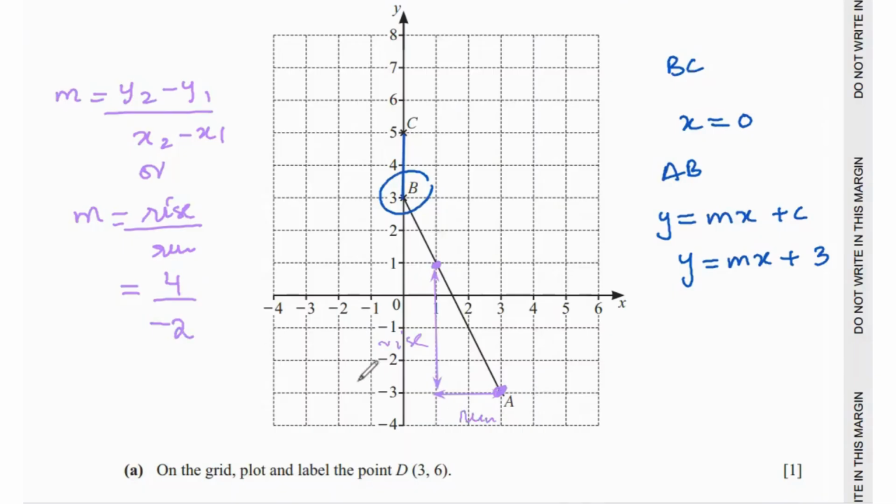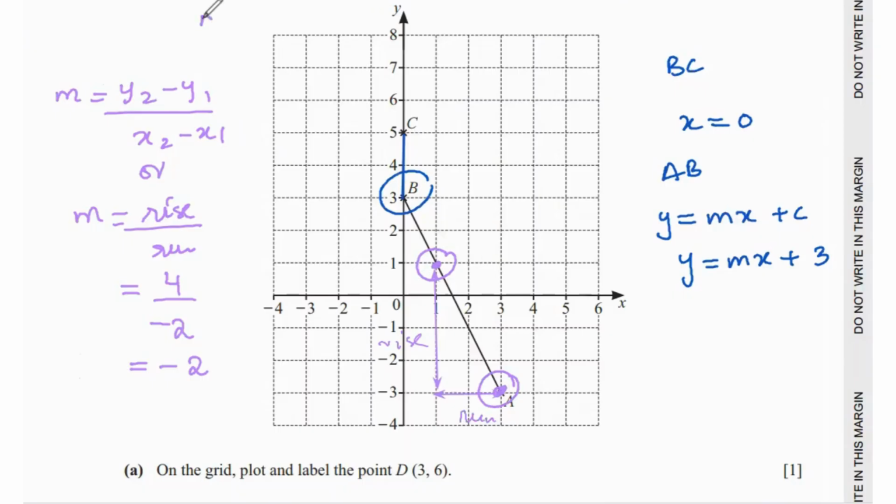Once again, we go 2 units to the left side from A. So if we're going towards the left side, it's going to be negative. And since we're going 4 units up from there, that's going to be positive. So whenever we go towards the left side or down, it's negative. If you're going up or to the right, that's positive. So that's going to be negative 2. That's your slope.